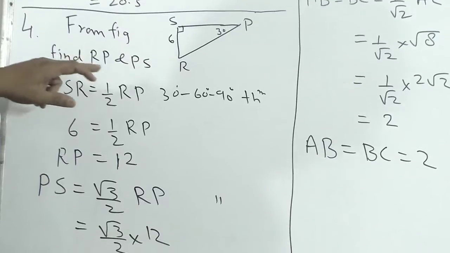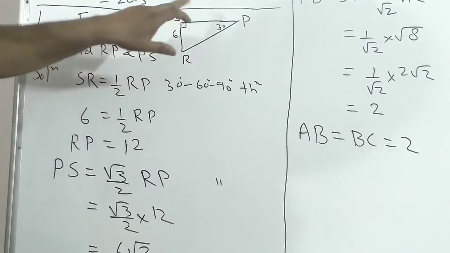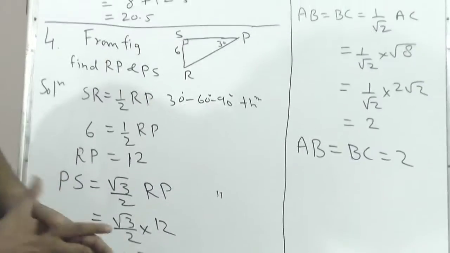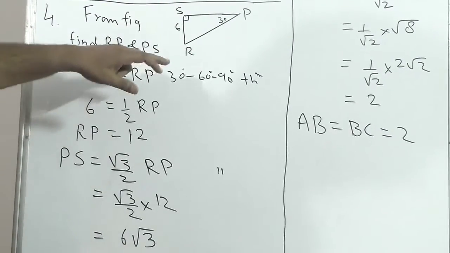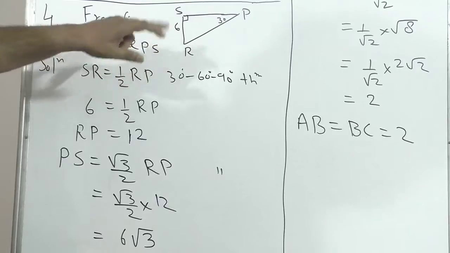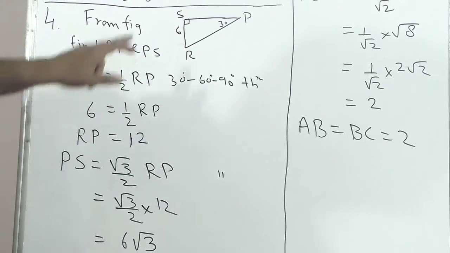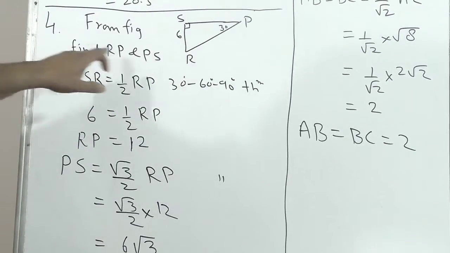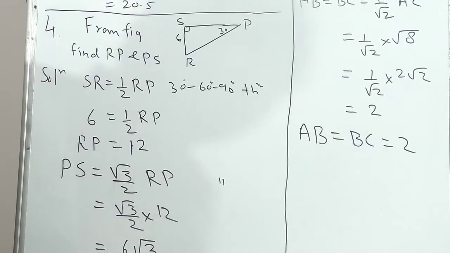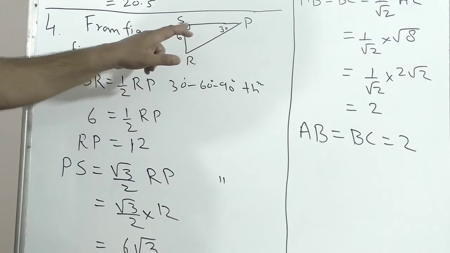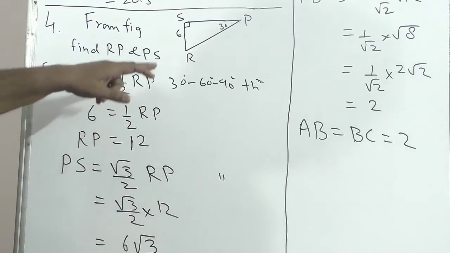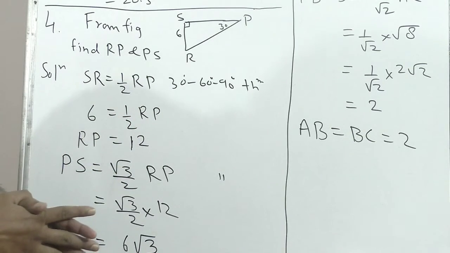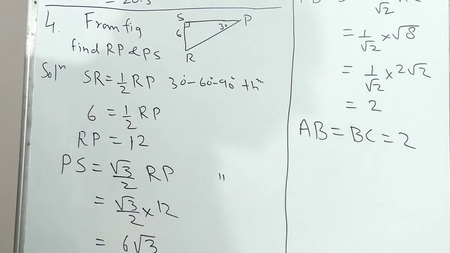See. Triangle PRS. Angle P is 30 degrees. Given. Angle S is 90 degrees. Given. Figure is given. And SR is 6. You have to find PS and RP. Understanding? So this is 30, this is 90. So the third angle must be 60. Angle sum property: the sum of the measures of the angles of a triangle must be 180.